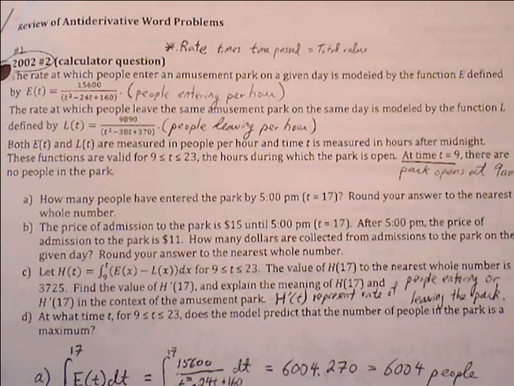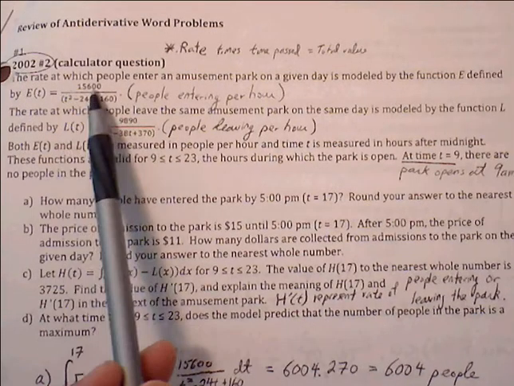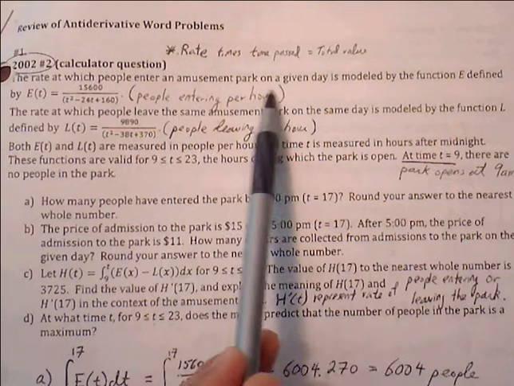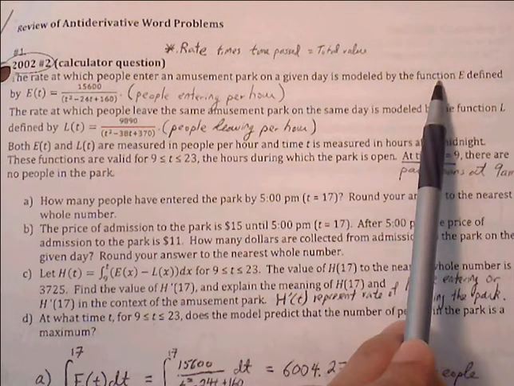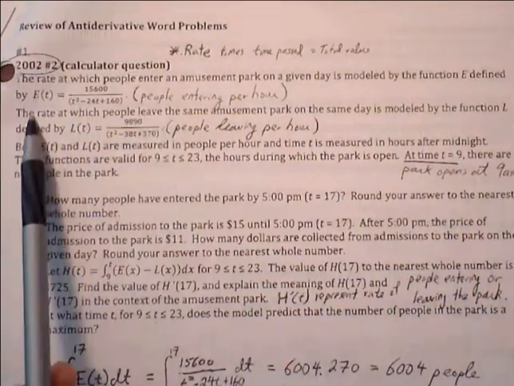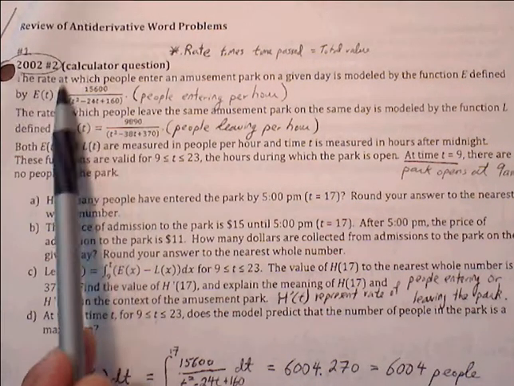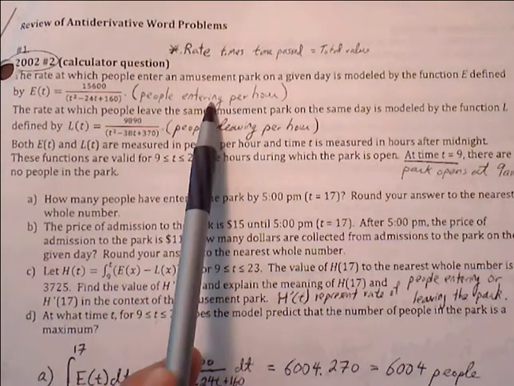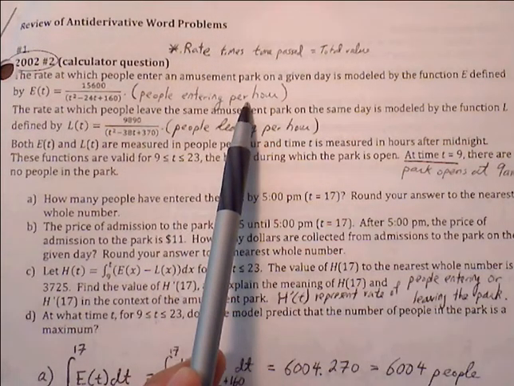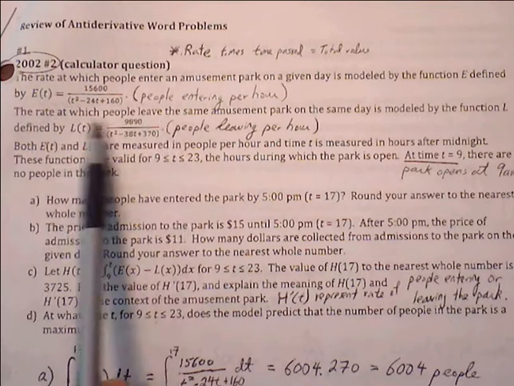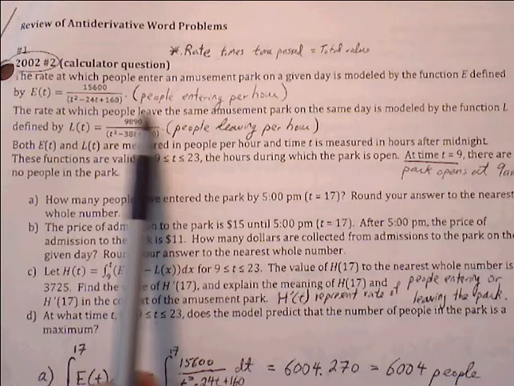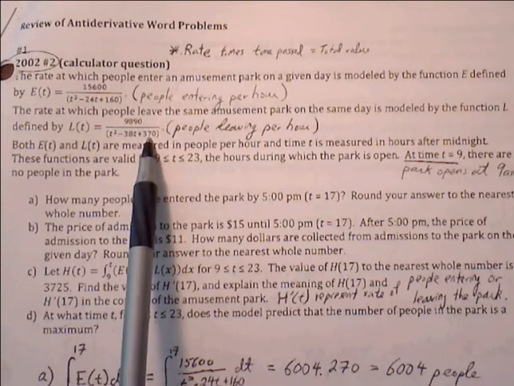We're looking at the antiderivative word problems worksheet. Number one, the rate at which people enter an amusement park is given by the function E, defined by E of t. So this is the rate at which people are entering into the park, people entering per hour into the park. The rate at which people are leaving this same amusement park is given by L. L of t is given by this equation or this function here.